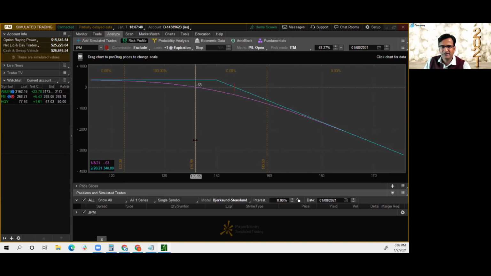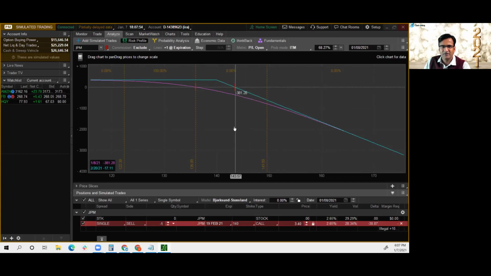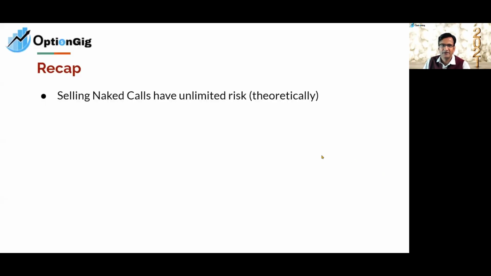So right now it is at 135. I sold a call at 140. I received a premium of $3.40. So I have a buffer till $143.40. Now beyond that, my account will start to lose money because it's a naked call. It's not covered. So as the stock continues to rise, I continue to lose money. So you cannot sell calls if you have a small value account, because then you theoretically have an unlimited risk.